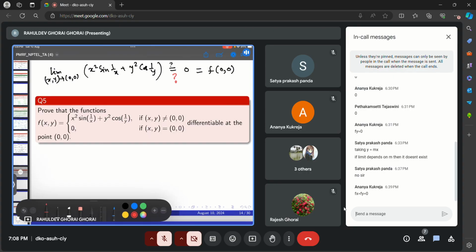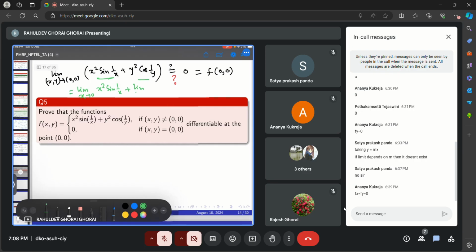So if you don't know, then I'll be telling this limit: (x,y) tending to (0,0) of x square sine 1 by x plus y square cos 1 by y. Can't you write this limit as limit x tends to 0 of x square sine 1 by x plus limit y tends to 0? Because the functions only depend on x and only depend on y, so you don't need to write (x,y) tending to (0,0). In this case only you can write this, so don't make mistakes by doing this separation everywhere.